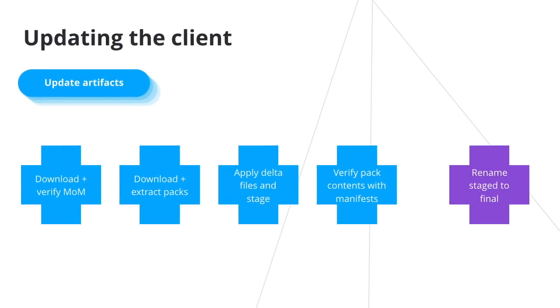Updating is performed at the file level and is done in stages. First, the MOM is downloaded and verified. Then, delta packs are downloaded for each updated bundle. The packs are extracted and the delta files are applied and staged. Any full files are also downloaded and staged. Each file that will be applied to the file system is verified against the hashes in the manifests to validate correctness. All of this can be interrupted and resumed or restarted.